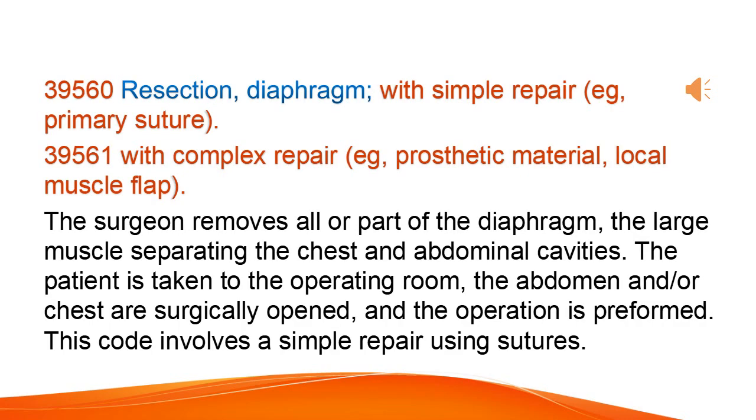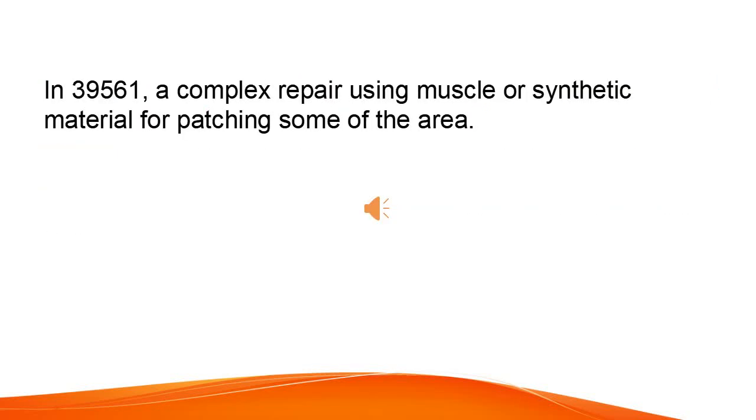Resection, diaphragm, with simple repair, e.g., primary suture. With complex repair, e.g., prosthetic material, local muscle flap. The surgeon removes all or part of the diaphragm, the large muscle separating the chest and abdominal cavities. The patient is taken to the operating room, the abdomen and/or chest are surgically opened, and the operation is performed. This code involves a simple repair using sutures. A complex repair using muscle or synthetic material for patching some of the area.